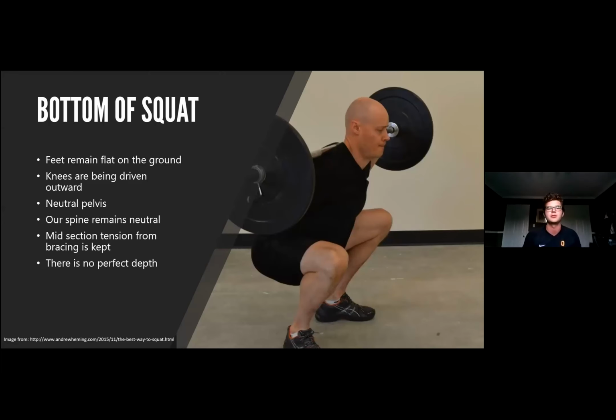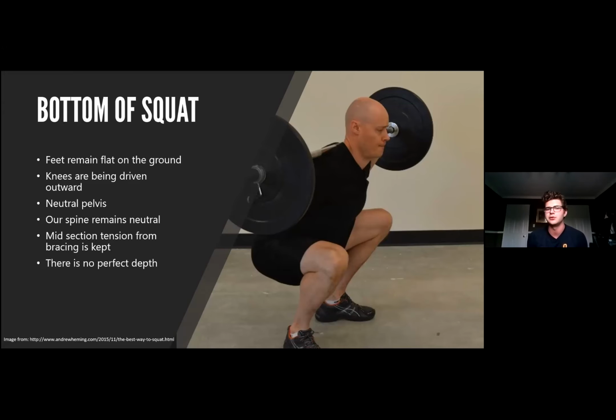So we'll talk about the bottom of the squat. Here we want our feet to remain flat on the ground, with pressure distributed evenly between our heel, our big toe, and little toe. This makes sure our feet stay flat, we're not everting or inverting, and it sets us up for a solid base of support. We want our knees driven outward and to avoid them caving in. So just drive our knees outward, that way when we move into the upward movement phase, they're not caving in.